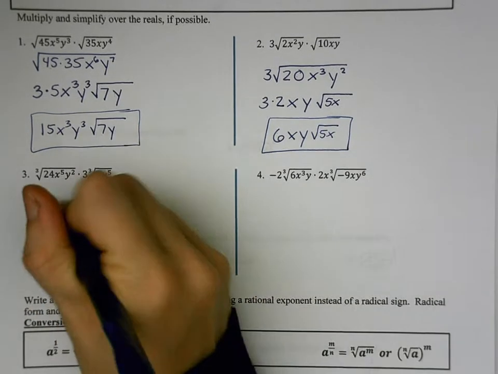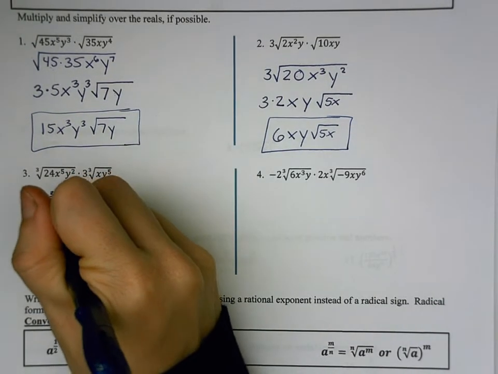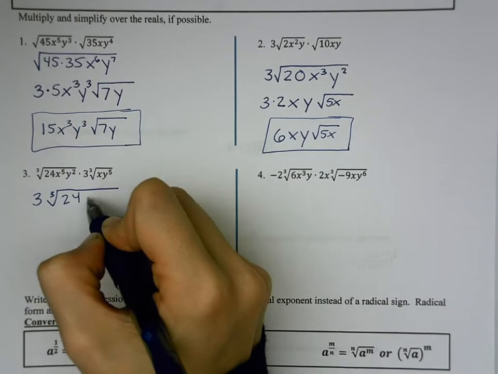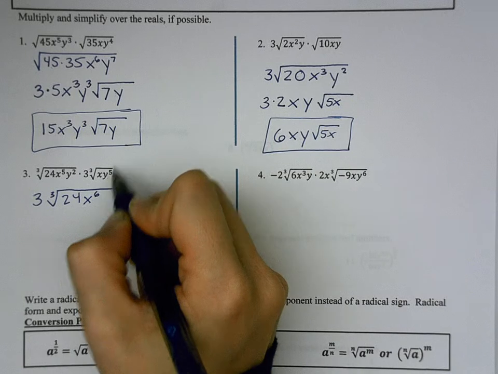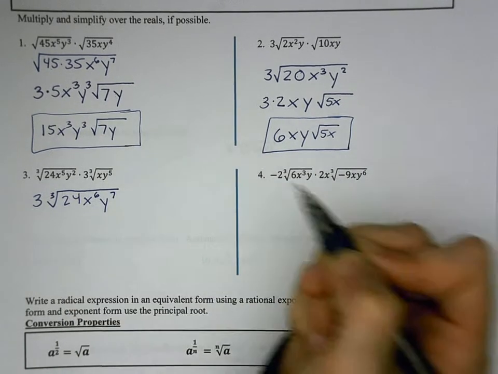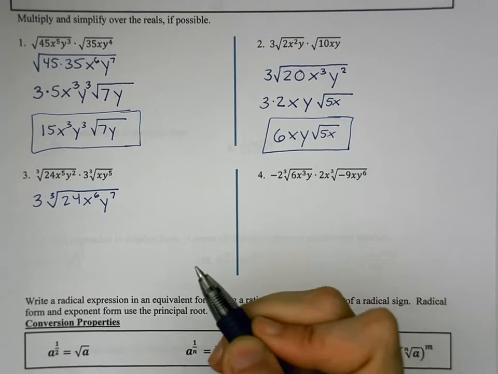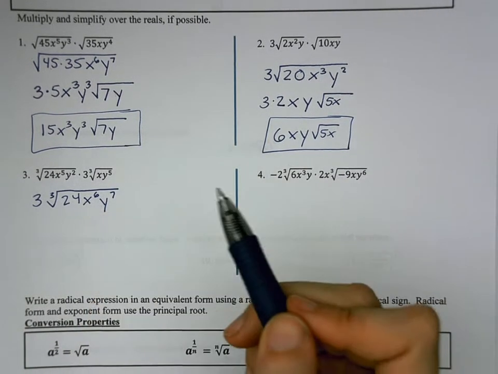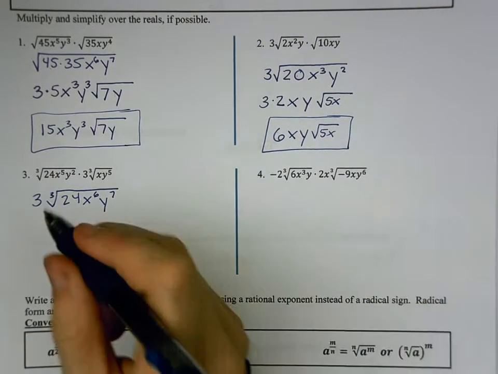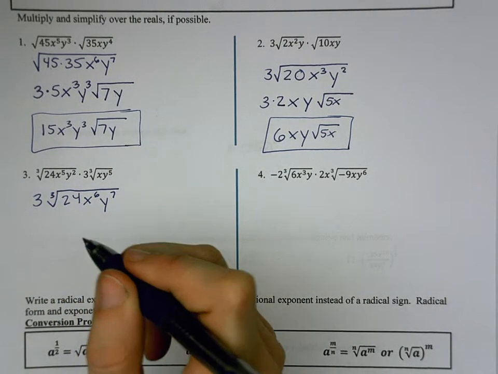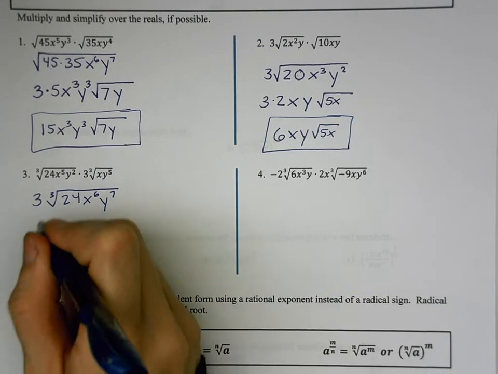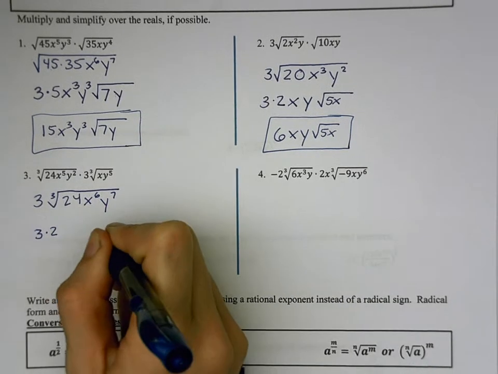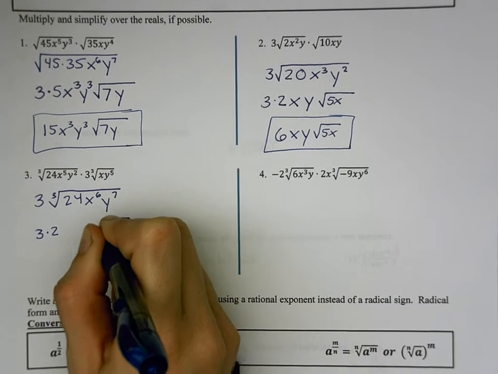And then rewriting this, we have the cube root of 24. X to the 5th times x is x to the 6th. Y squared times y to the 5th is y to the 7th. Okay, we are cube rooting 24 here. So we are thinking about, well, what perfect cube goes into 24? Because 24 is not a perfect cube. Well, in this case, the perfect cube that goes into 24 would be 8. And the cube root of 8 is 2. When I pull the 8 out, what I'm left with is a 3.